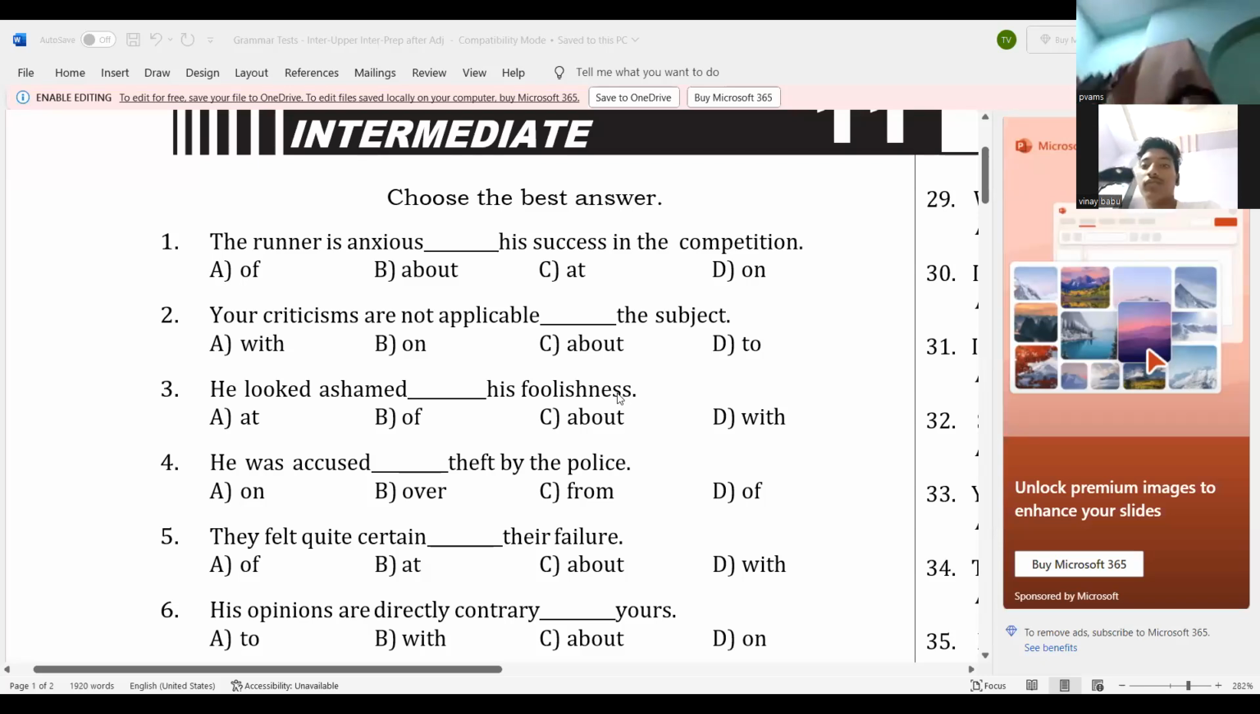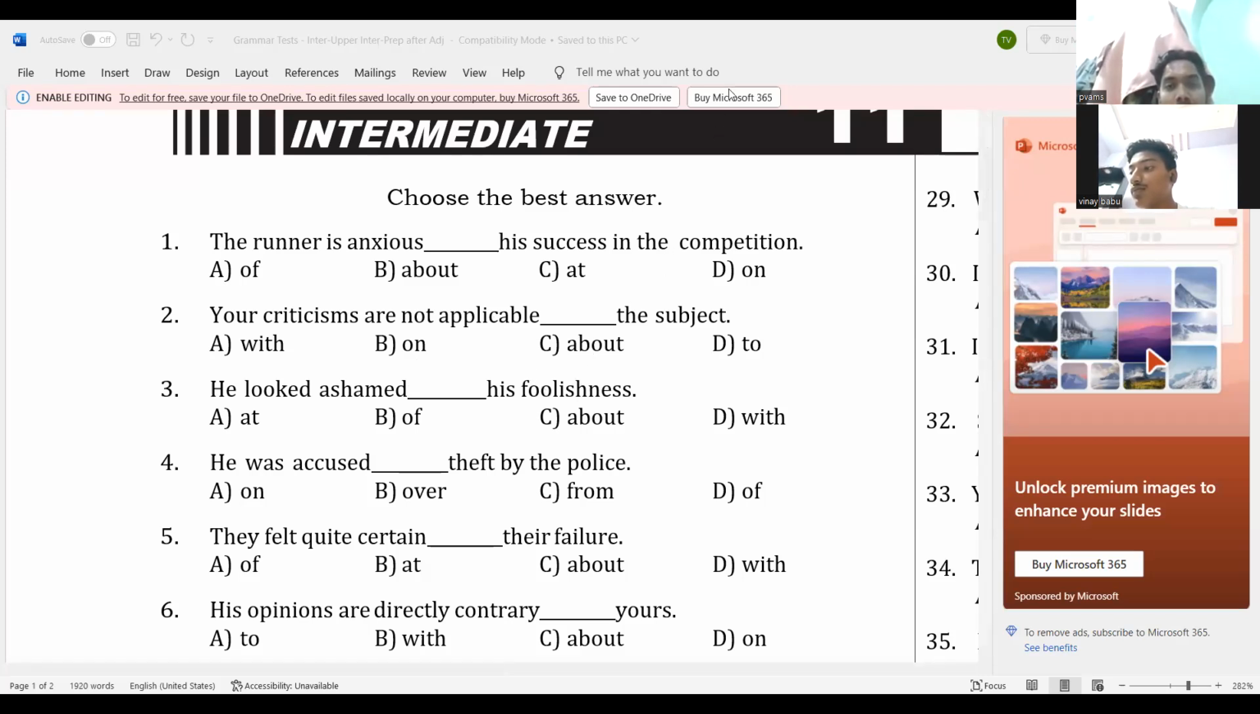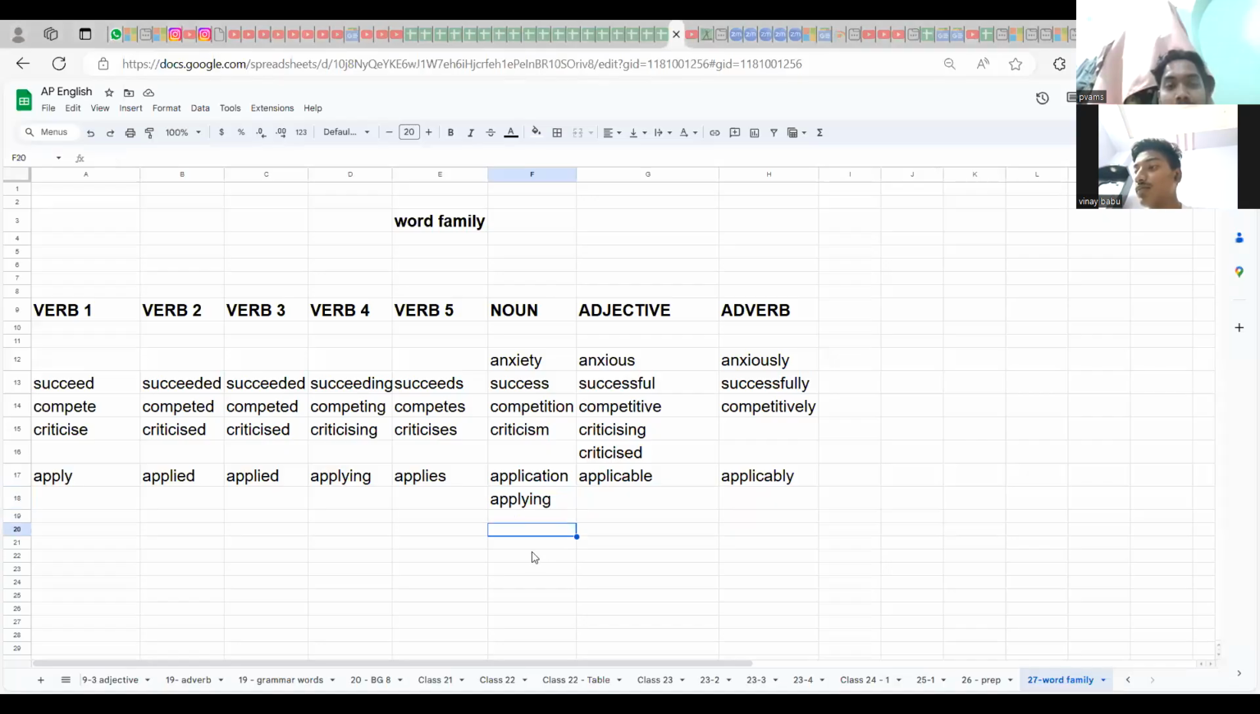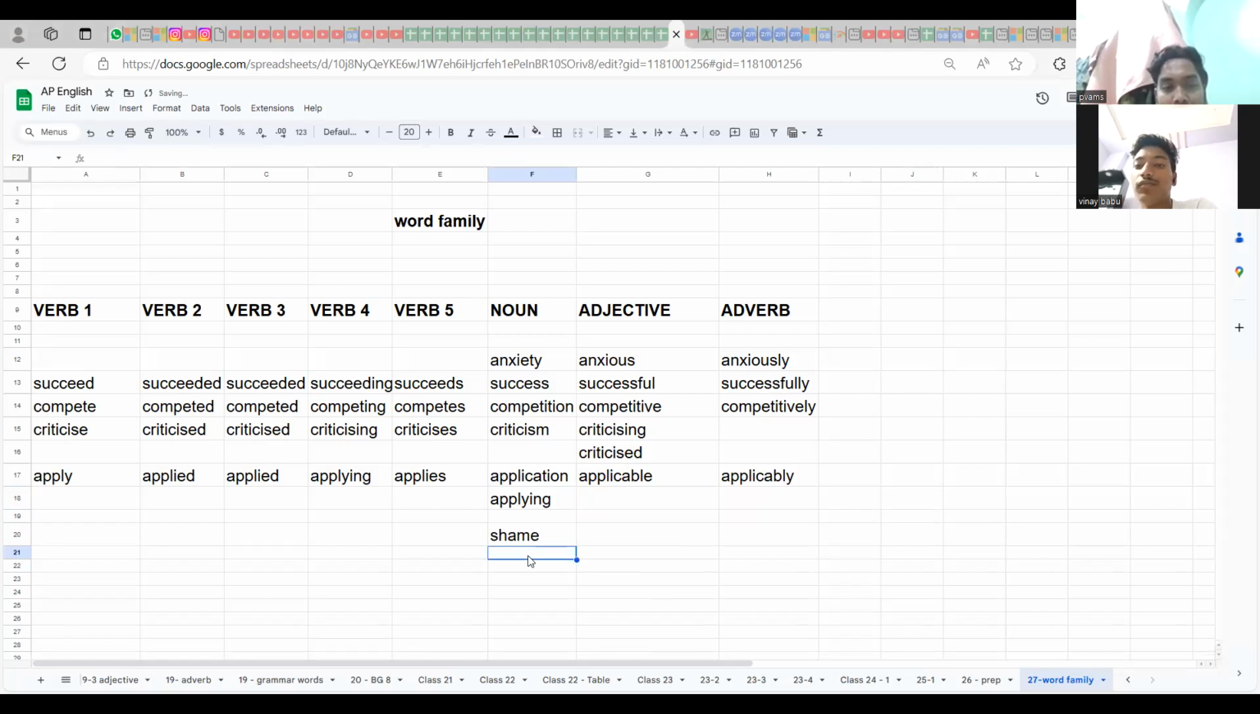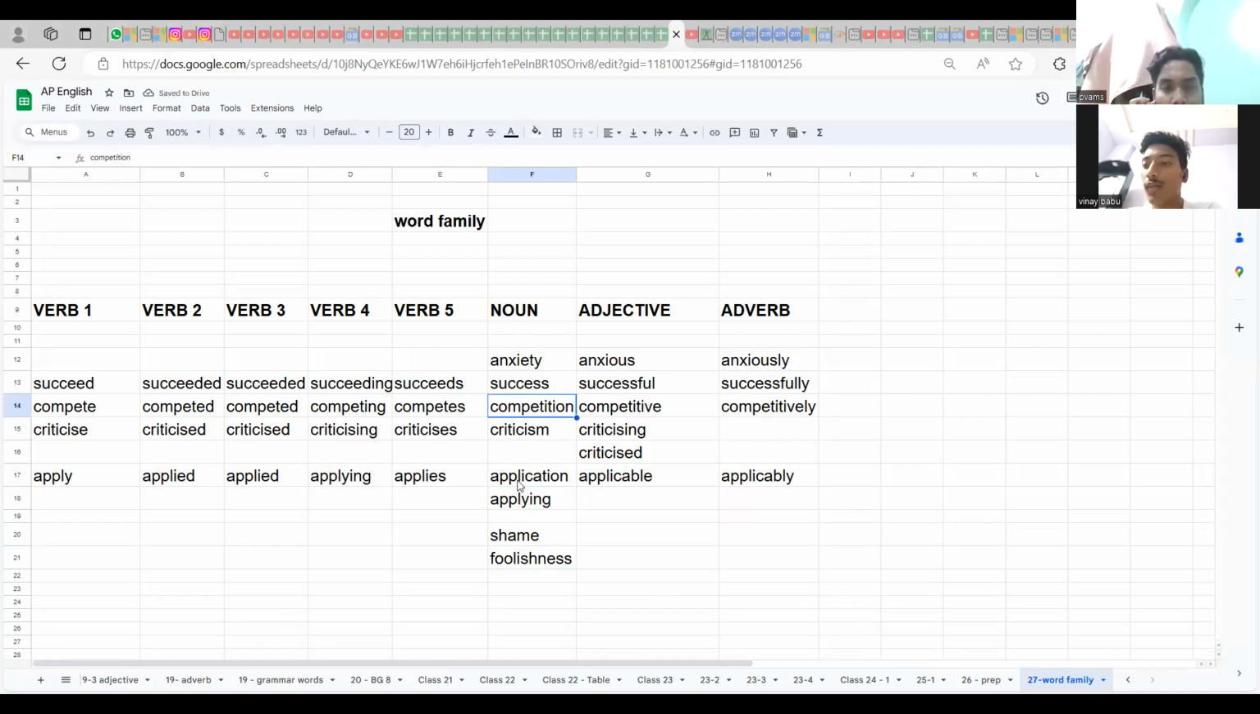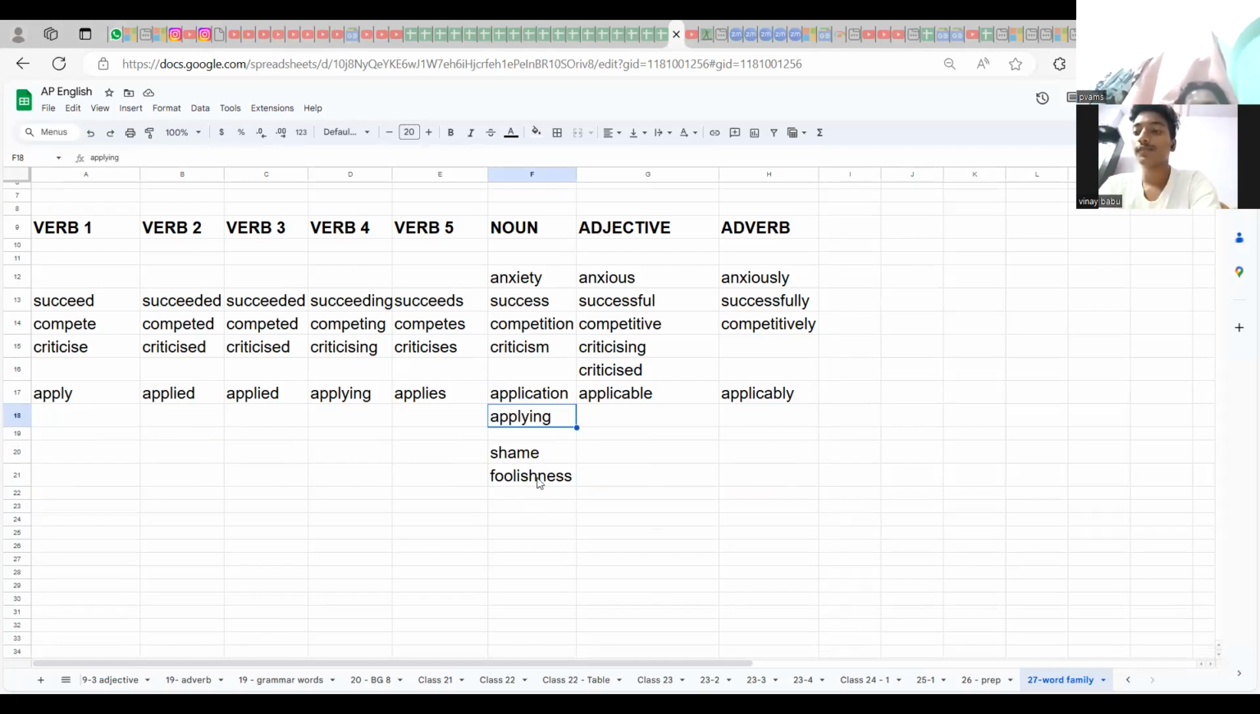Foolishness. Look at the foolishness. He looked ashamed of his foolishness. Ashamed. Look at this here. Shame. Foolishness is going to come here. Look at the column that I'm putting here. Noun is the foolishness, ending with N-E-S-S, ending with I-O-N, ending with E-T-Y, ending with I-N-G.